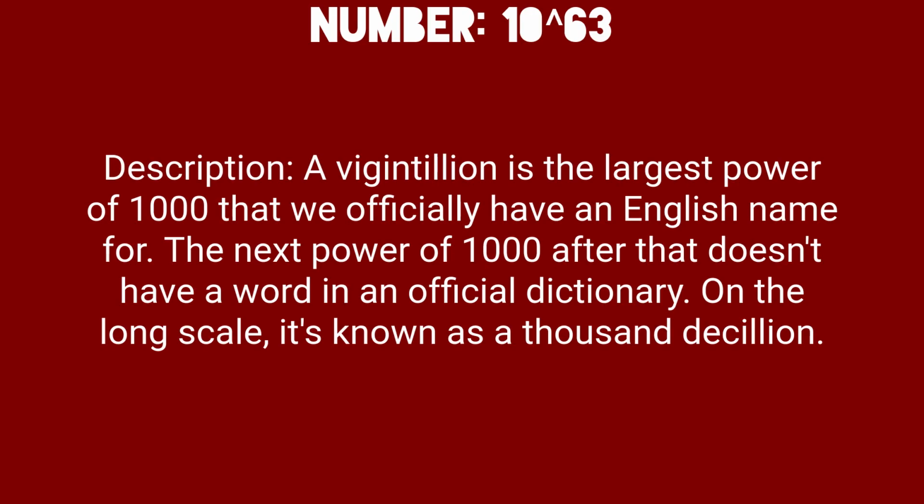10 to the 63rd power. A vigintillion is the largest power of 1000 that we officially have an English name for. The next power of 1000 after that doesn't have a word in an official dictionary. On the long scale, it's known as 1000 decillion.